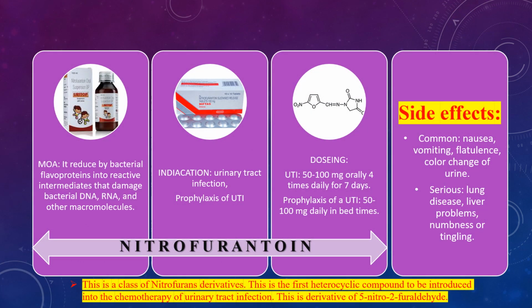Mechanism of action: it is reduced by bacterial flavoproteins into reactive intermediates that damage bacterial DNA, RNA, and other macromolecules. Indication: UTI and prophylaxis of UTI. Dosing of nitrofurantoin, 50 to 100 mg orally 4 times daily for 7 days. Prophylaxis of UTI, similarly 50 to 100 mg daily at bedtime. Common side effects are nausea, vomiting, flatulence, color change of urine, serious lung disease, liver problems, numbness, and tingling sensation.